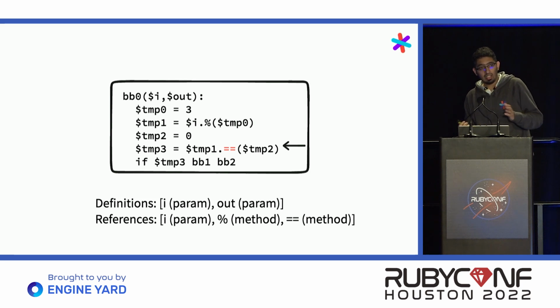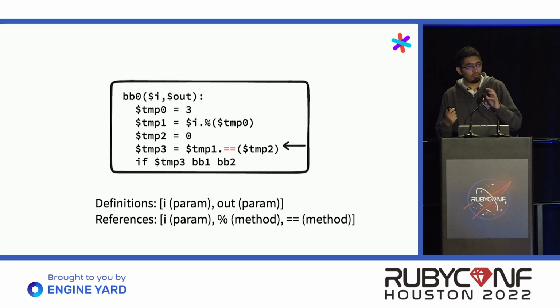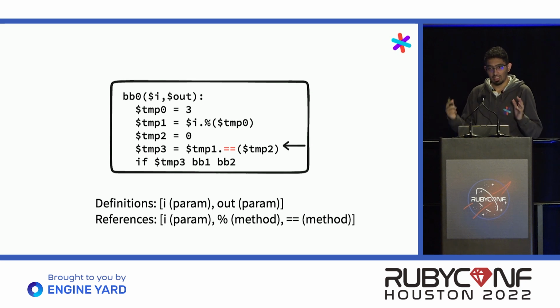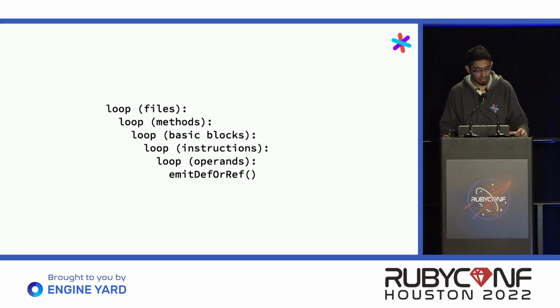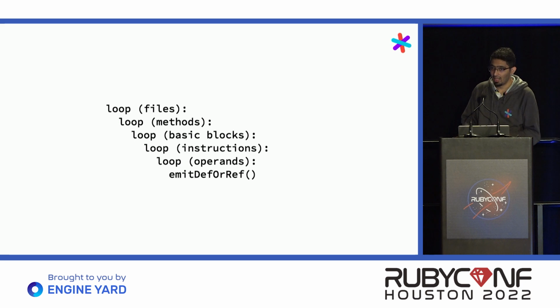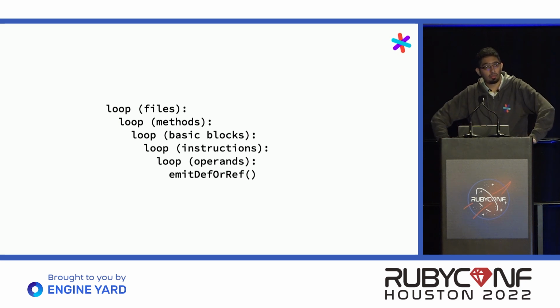So in essence, even though Ruby code might seem kind of complicated, like there are so many different kinds of syntax, we've reduced the problem of how to power this navigation tool to essentially 5 loops and one extra function, which will look at, is this a named variable? Is this a temporary? And then it will optionally emit a definition or a reference.